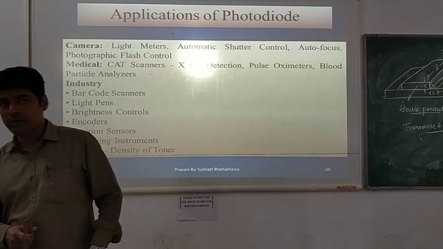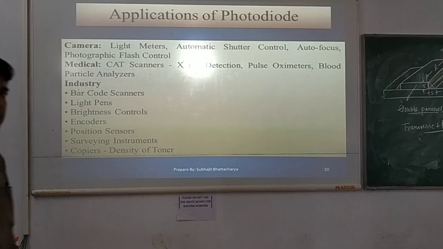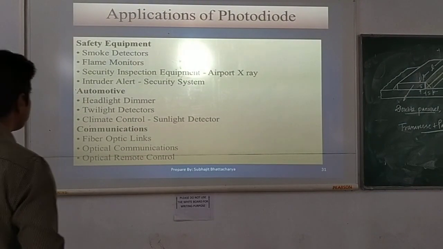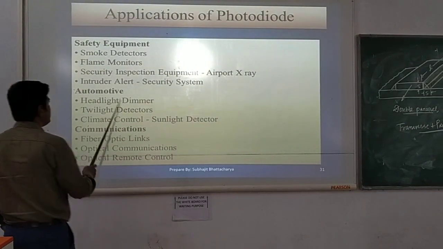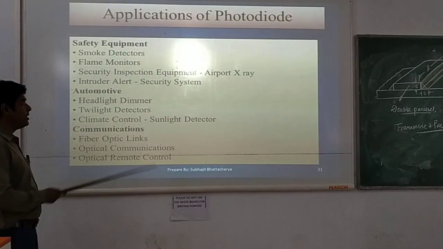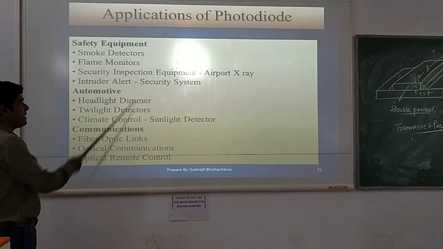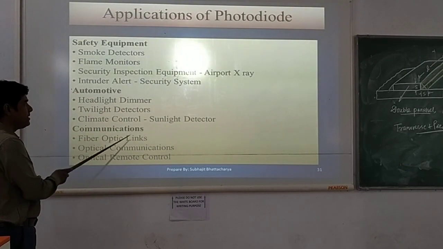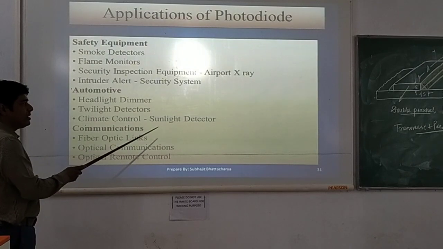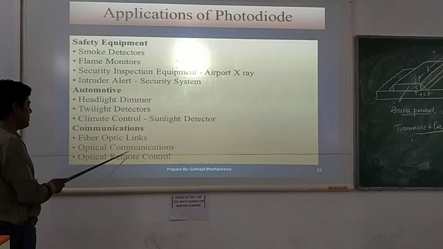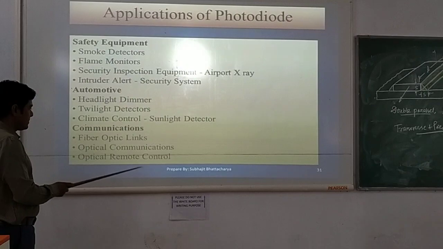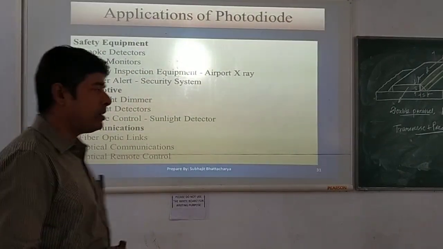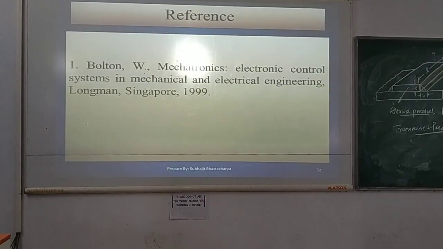In copiers, what should be the density of toners at different positions, different points, that will be controlled by this photodiode. Safety equipment, smoke detectors, flame monitors, security inspection equipment, like airport X-ray, intruder alert. Then in automotive industry, headlight dimmer, twilight detectors, climate control, the sunlight detector, and communication, fiber optic links, optical communications, optical remote control. So you can see how important applications are there.